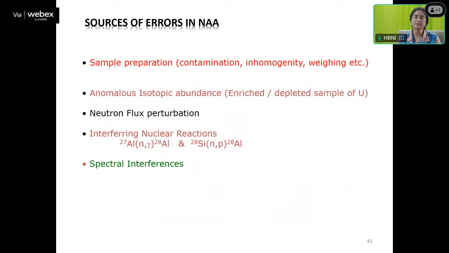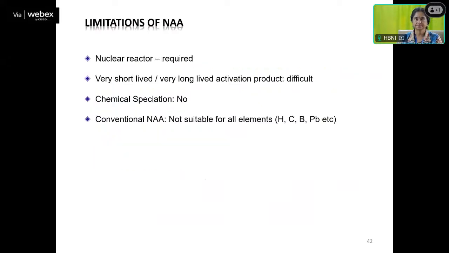Now neutron flux perturbation: you are assuming that the neutron flux is 10^13 neutrons per centimeter square per second throughout the sample. But it may be different, or sometimes the sample may face a different flux, so that also can contribute to the error. Interfering nuclear reactions can also happen, or any spectral interference, if some other element is very close to the gamma energy of your analyte of interest, then there can be spectral interferences also.